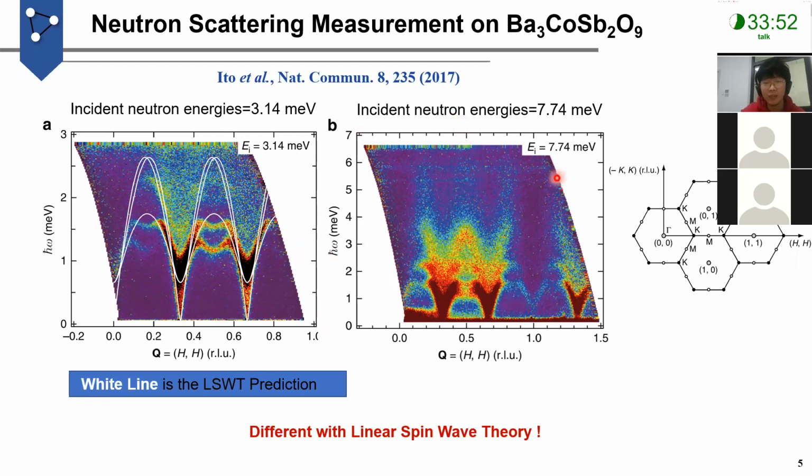The right-hand side uses a much higher incident neutron energy, so that we can have a broader view of the spectrum in the high energy regions. It can be seen that the spectrum extends up to 6 millielectron volts, which is much higher than the two-magnon continuum, above the upper edge of the two-magnon continuum. Therefore, the experimental finding is very different from the linear spin wave theory.